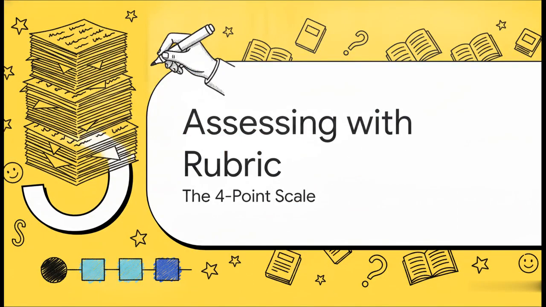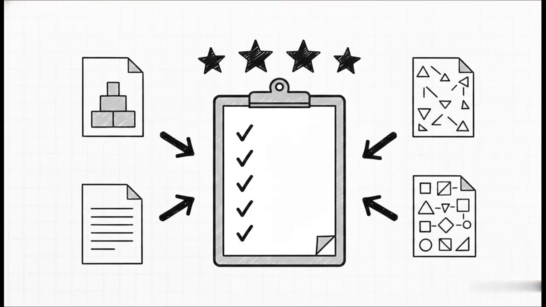Finally, Section 5, Assessing with the Rubric, using a 4-point evaluation scale. As a teacher, you're going to have 25 different essays sitting on your desk spanning 3 completely different tiers. So how do we grade all of this objectively? The beauty of this entire system is that the fundamental requirements remain exactly the same. We assess all 3 tiers using the exact same 6 categories on a 4-point scale.